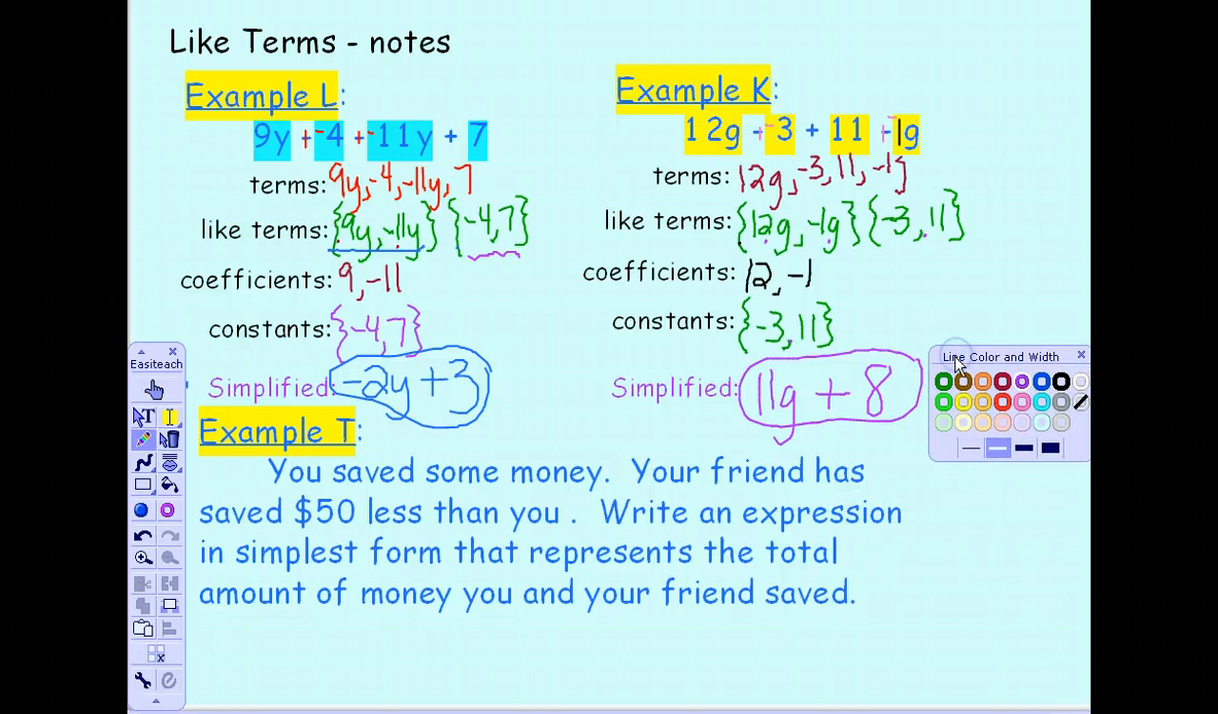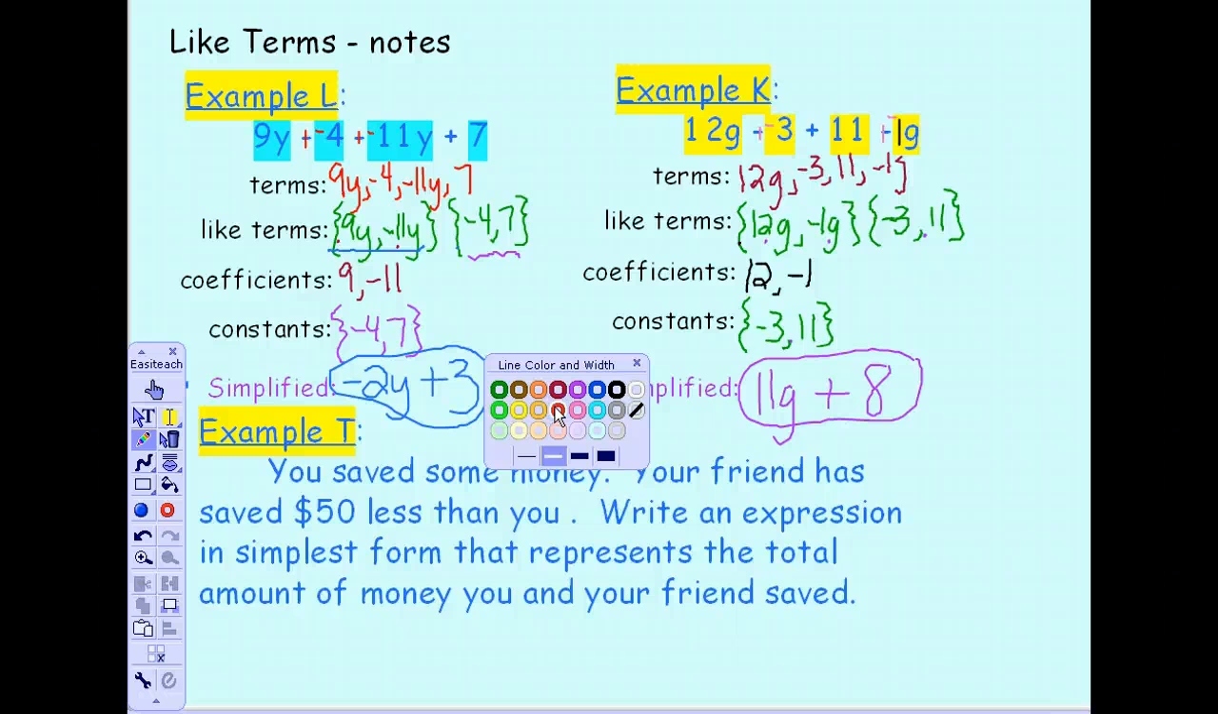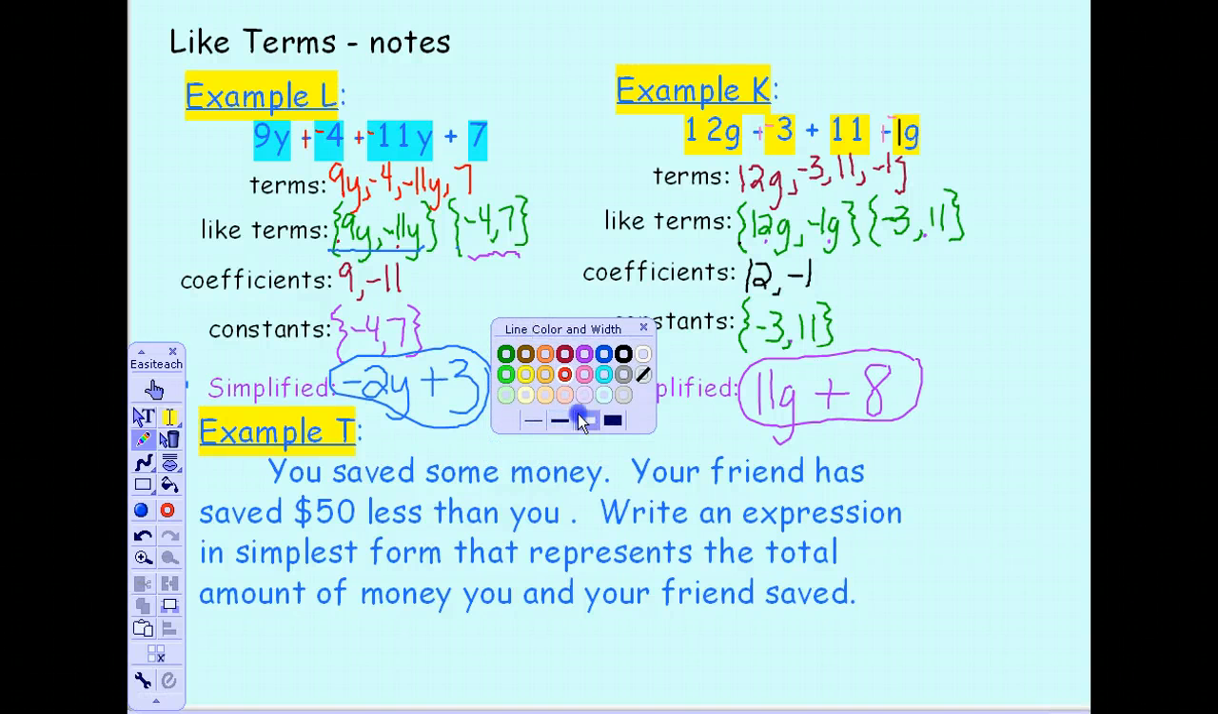In our next example, example T, you saved some money. Your friend has saved $50 less than you. Write an expression in simplest form that represents the total amount of money that you and your friend saved. We don't know the amount of money that you saved, so that's going to be our variable. I'm going to put an M in there. You saved M money.